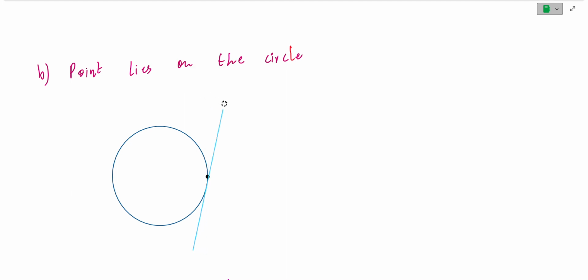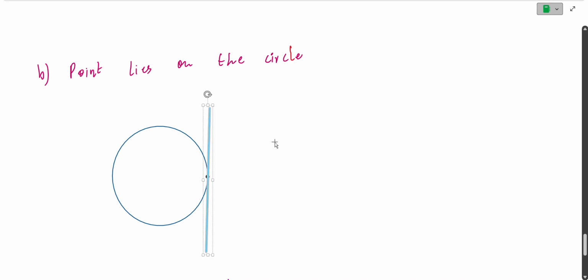All are passing through the same point. Out of all these, in this position, the straight line is intersecting the circle, so we can say that it's a secant line. It's a secant line in this position, and in this position also. At only one place, at this place, it is going to be the tangent to the circle.